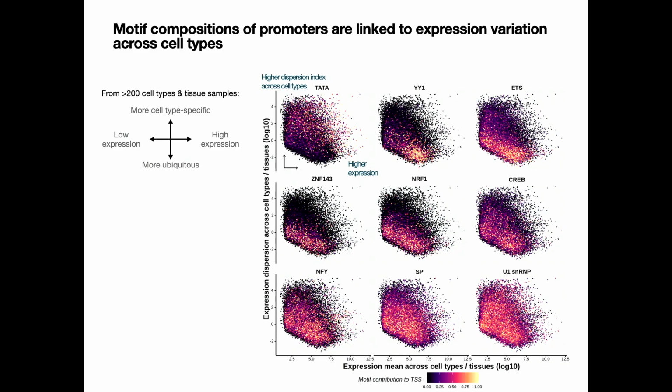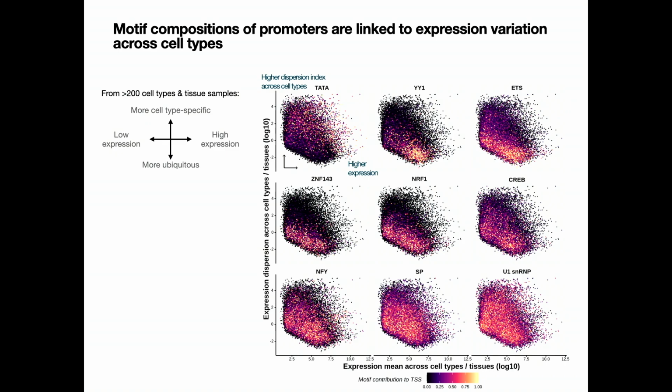However, we do see a pretty strong correlation between the motif contribution and the expression variation across cell types. So here we're looking at the expression level and its dispersion across cell types. Each dot here represents a gene, the x-axis represents the expression level of that gene, and the y-axis represents the dispersion of that gene. Actually, I should say promoter, right? It's quantified at the promoter level.